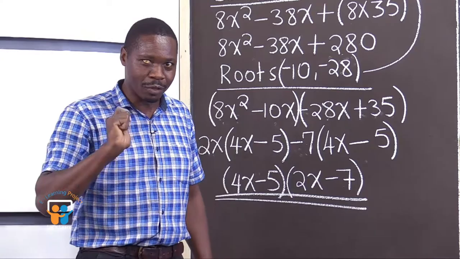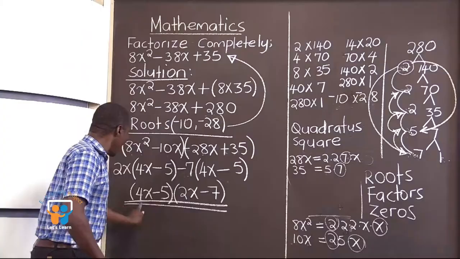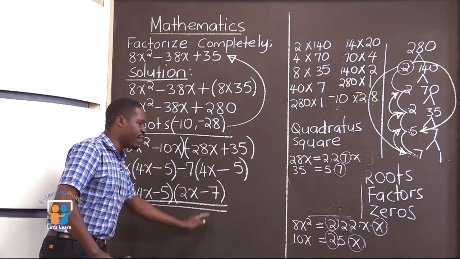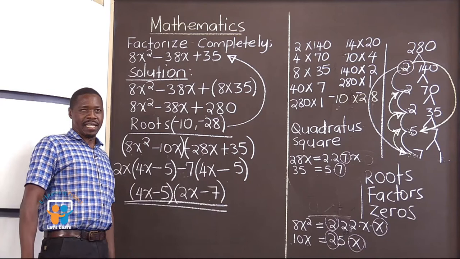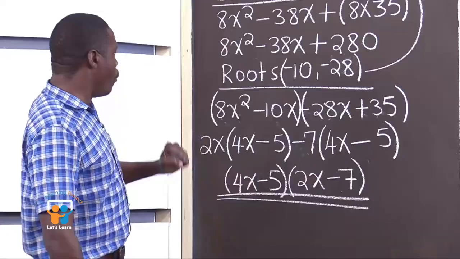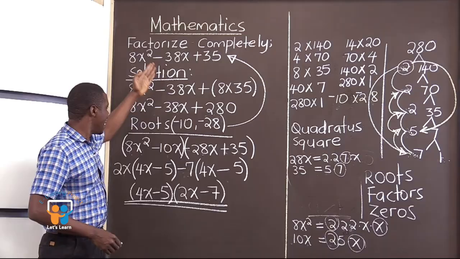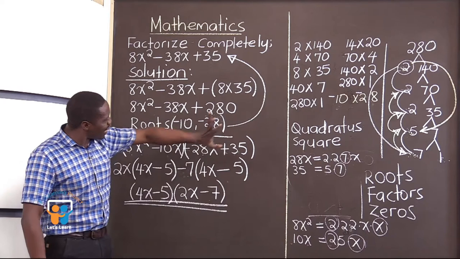Now, 4x minus 5 into 2x minus 7. We have already factorized completely. This is what we are supposed to present up to our final answer. The working is very clear there.